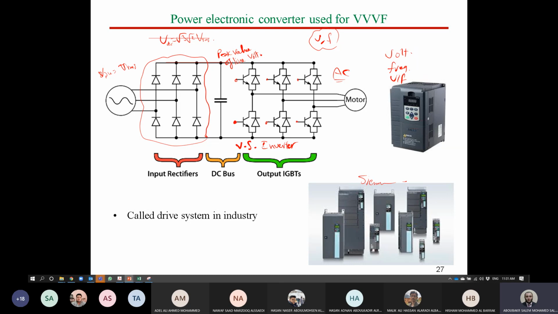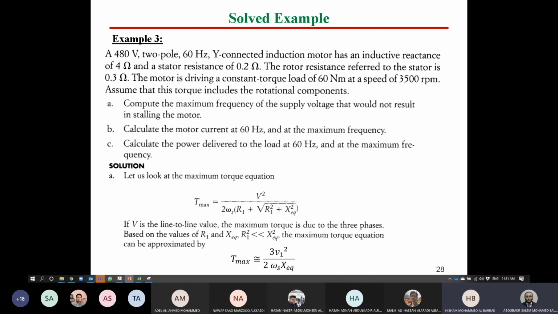Because, Shabab, it's logical. In order to make the 3 functions, starting, speed control, and braking, it's not logical to bring 3 different devices. If you have one device that can control the machine in the 3 modes, it will be better. And this can already be achieved here by the variable speed drive. Okay. Let's solve some problems.